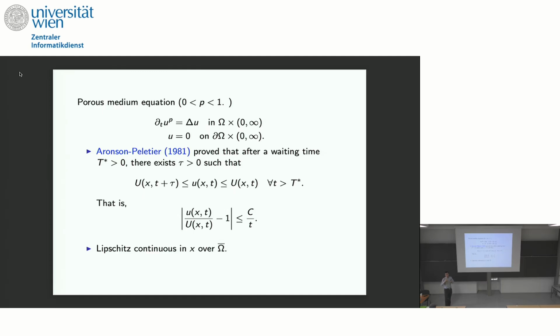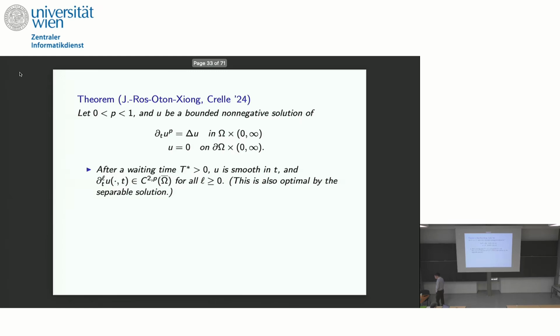Okay. We have counterexamples to this. First, it's positive but not Lipschitz. And then after another waiting time it will become Lipschitz. So the work with Chevreul-Sauton and Jinggang says that if we consider this porous media equation, then after a waiting time, the solution will be smooth in the time variable, and in the x variable, it is still C^{2p}. Okay, and this is also optimal by the friendly giant solution.